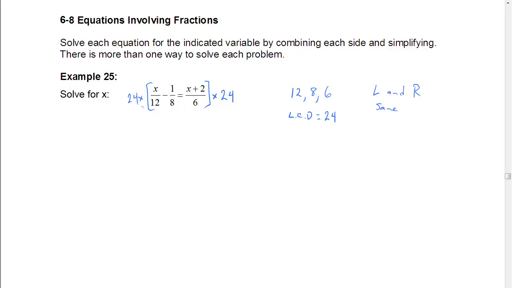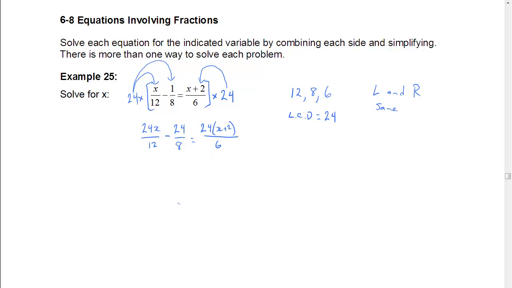So if we multiply everything by 24, we're multiplying 24 times this, 24 times this, and 24 times this one. Both sides of the equation. So that gives us 24x over 12. And you can simplify that all together if you want, or you can just leave it like that at the moment. This is 24 over 8. And this one I'm going to write this way, 24 times x plus 2 over 6.